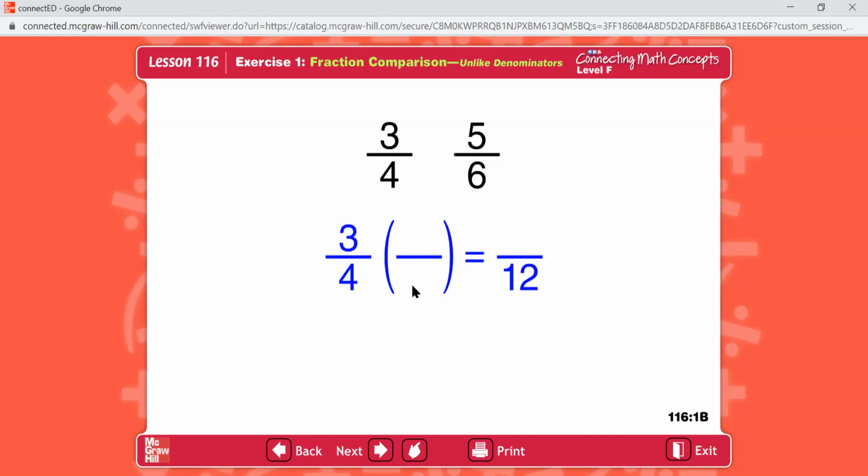So 4 times blank equals 12. What goes in here? 3. 3 over 3. Remember, whatever you put in here goes up here as well. And what is 3 times 3? 3 times 3 is 9. So that'll be your numerator.